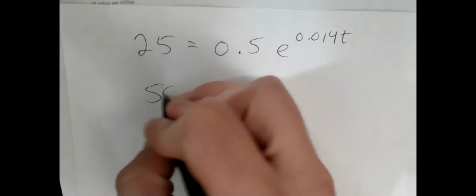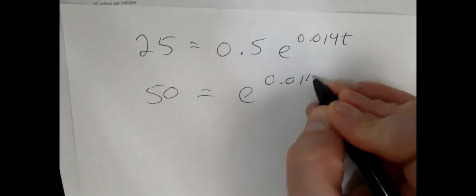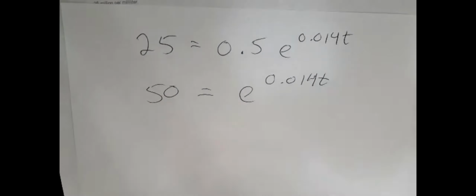Divide by 0.5. If we divide by 0.5, that's the same thing as multiplying by 2. We should get 50 on that side. I'm doing 0.014 with the t. Now I have this thing. I want to solve for t. How am I doing that?